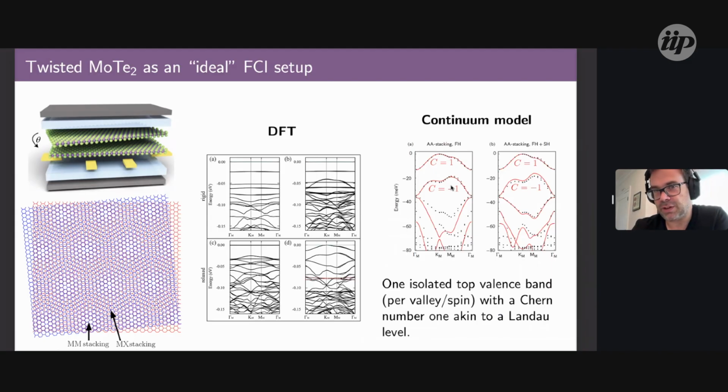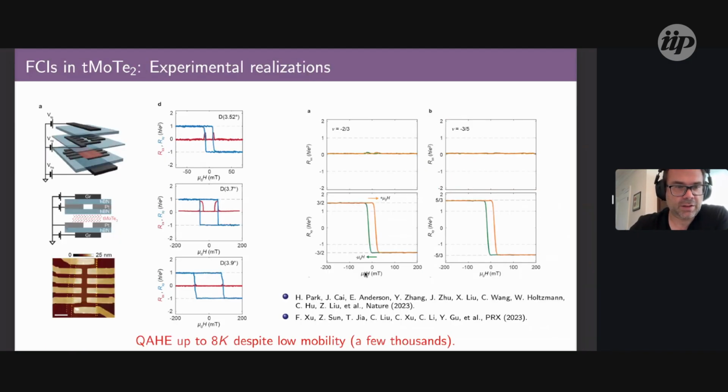Just one word for twisted MoTe2: the valley and the spin degree of freedom are locked. So you can think about being in valley K as spin up and in valley K prime as spin down. So that's the actual measurement for the integer case, and here for the fractional one.